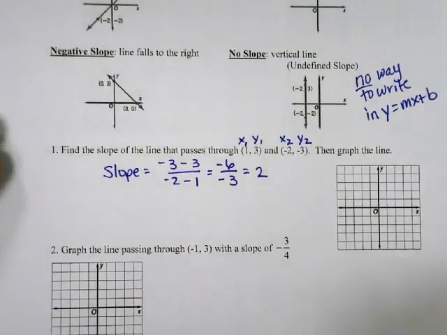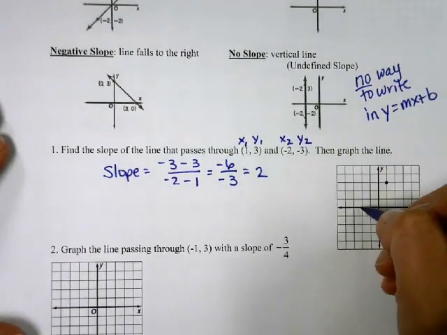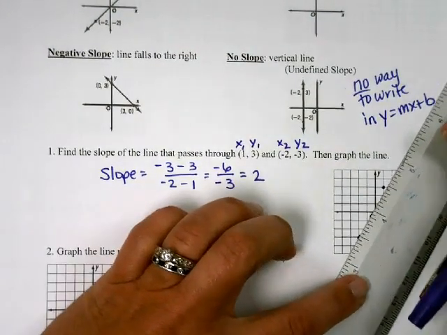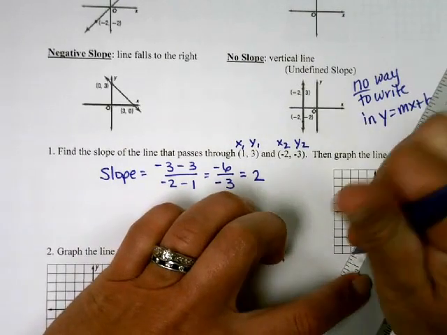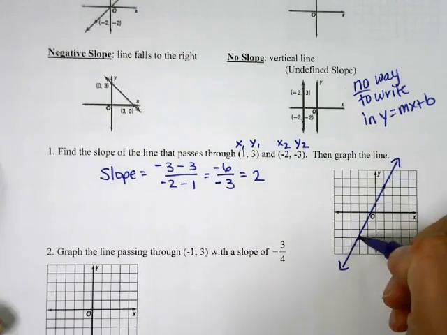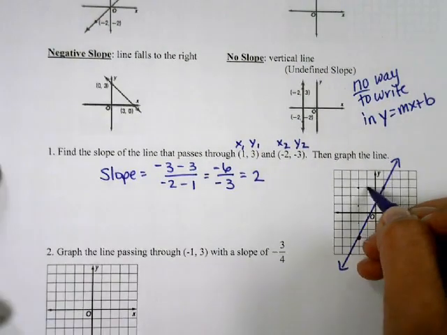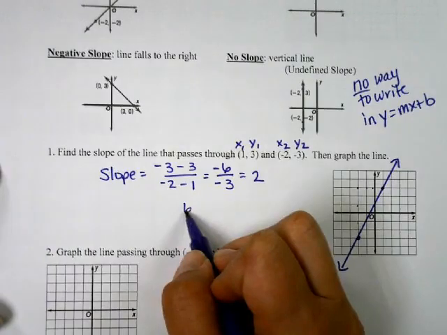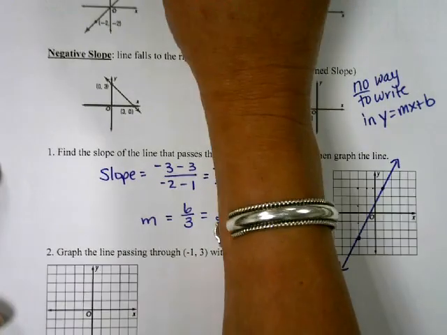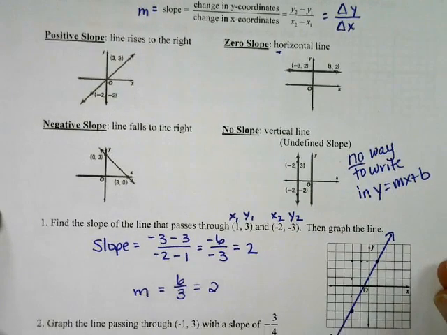Let's see if we can get that same thing when we graph it. So I graph the point (1, 3) and (-2, -3), and I use my ruler. I can also count, starting with my leftmost point, and do rise over run. So here I go, 1, 2, 3, 4, 5, 6, over 1, 2, 3. So again, 6 divided by 3 is 2. You might also see the letter m used. When we talk about slope, we tend to use the letter m.